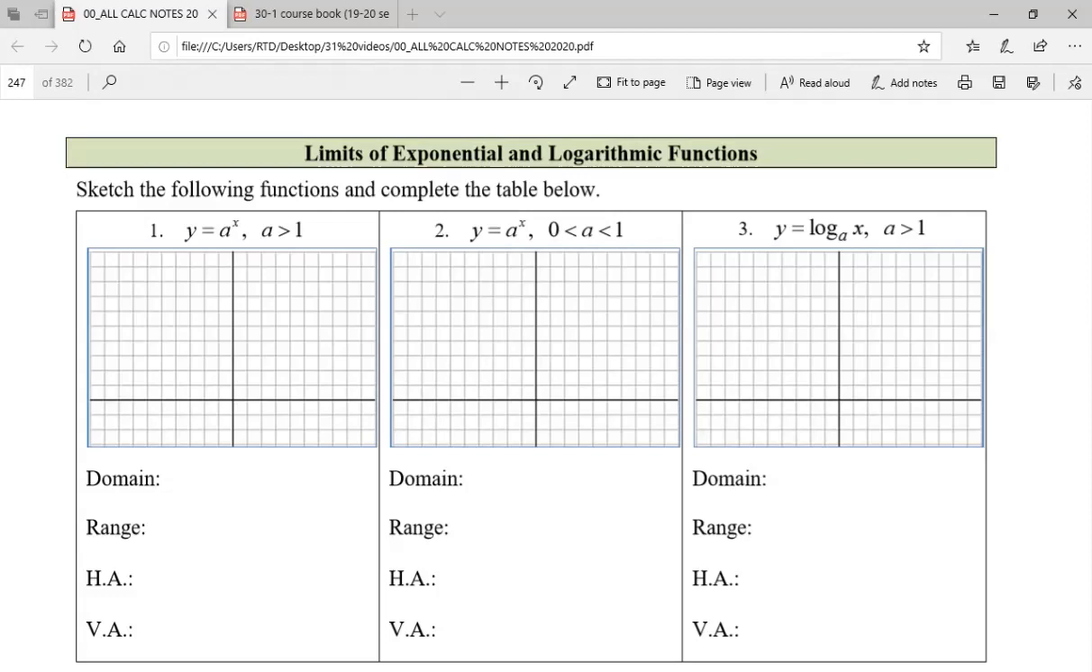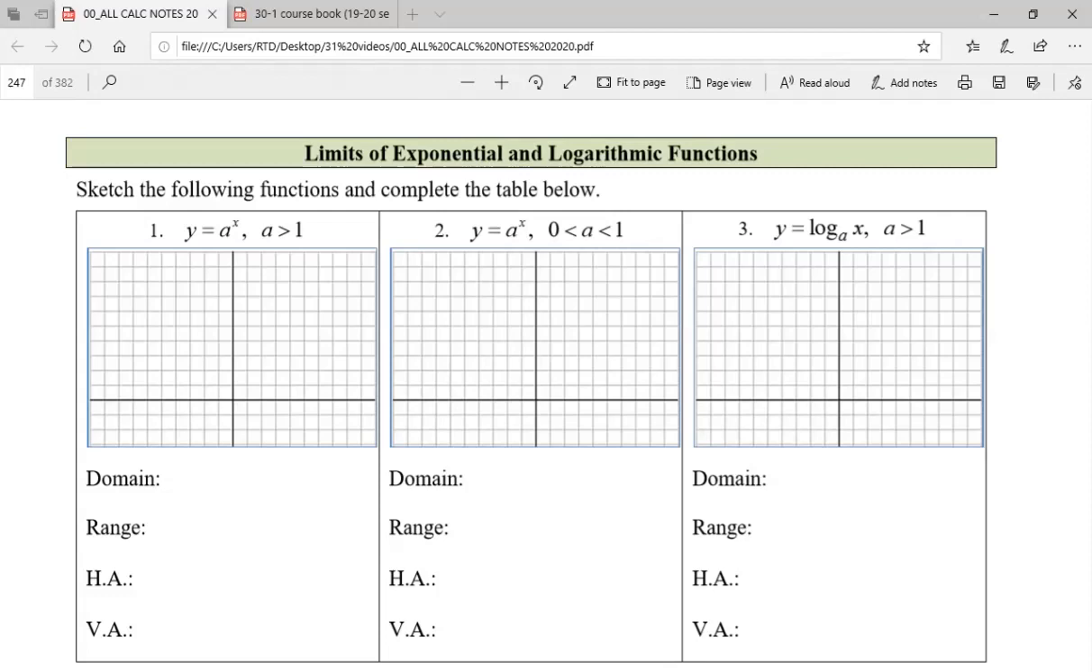We do need to start off with a little bit of review of what we know about log functions and exponential functions from last semester, from Math 30-1. What did we know about this? Let's start off with some simple exponential functions. We have a number one, y is equal to a to the x.